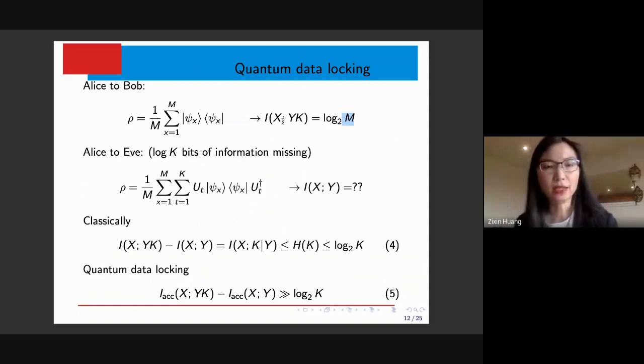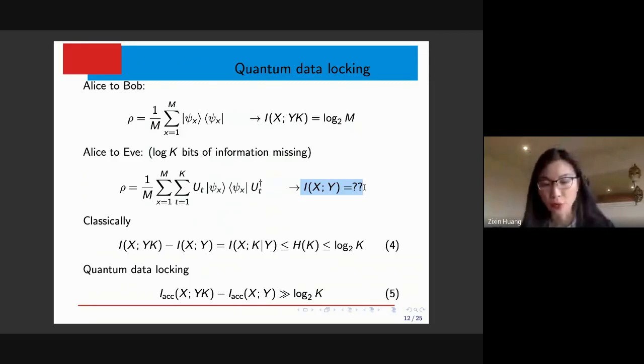On the other hand, if Eve was to intercept the state, then she sees the following. She sees the state which is averaged over all the possible encryption unitaries, summing from 1 to k, and we don't know what this mutual information is yet.